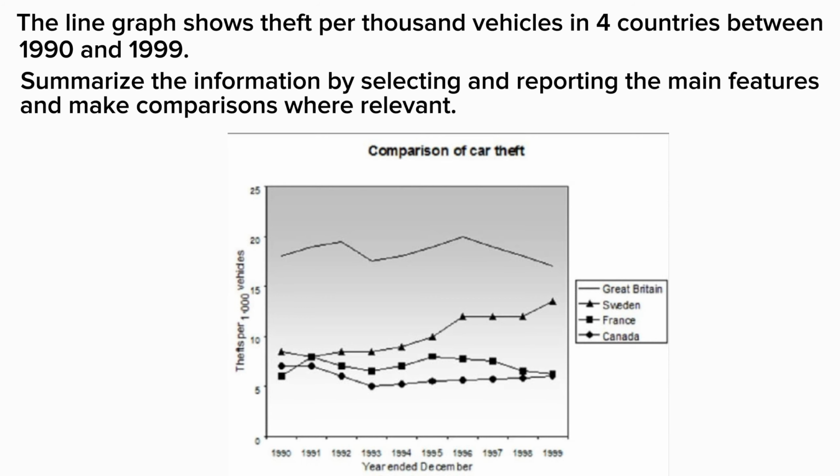Okay, so this is the sample answer that we're going to be doing. The line graph shows theft per thousand vehicles in 4 countries between 1990 and 1999. Summarize the information by selecting and reporting the main features and make comparisons where relevant. Write at least 150 words. Okay, so now this is the line graph. These are years, these are theft per thousand vehicles. Great Britain, this is Sweden, this is France, and this is Canada.